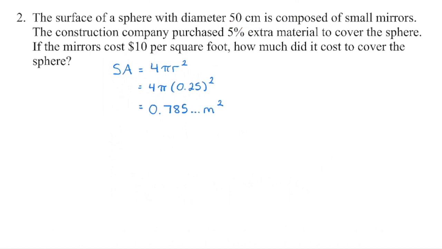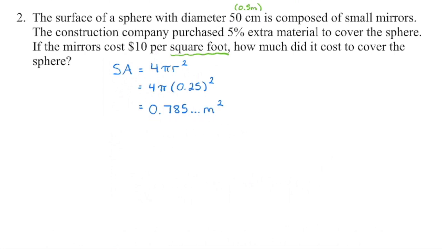Now, this question ultimately wants us to calculate the cost per square foot. So because on the formula sheet we can go from meters into square feet, what I'm going to do is say, okay, 50 centimeters is going to be 0.5 meters. We're dividing by 100. And then if I divide that in half, I've got the number of centimeters that I need to put in for the radius. So we can calculate in square meters what the surface area is.